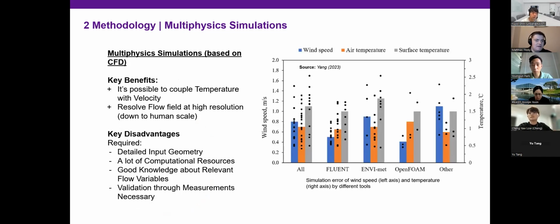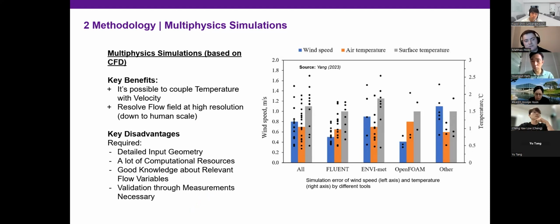Our procedure, we call it multi-physics simulations, is based on computational fluid dynamics. It comes with the benefit that you can couple the temperature to velocity. For example, say you have a courtyard. Other simulation approaches would not necessarily capture the fact that there is not much wind velocity in this courtyard. And this approach, CFD, would also incorporate the fact that in a courtyard there's not much flow going on, meaning heat gets trapped. So that is a big benefit of this exact procedure.